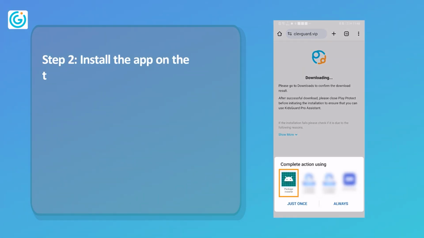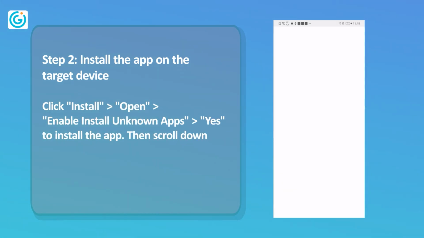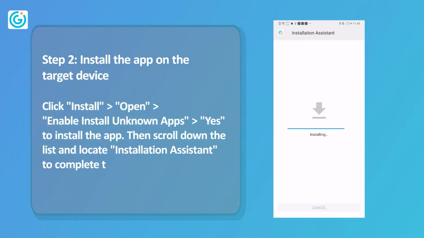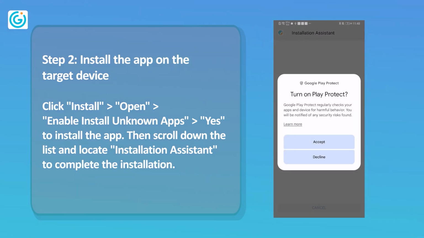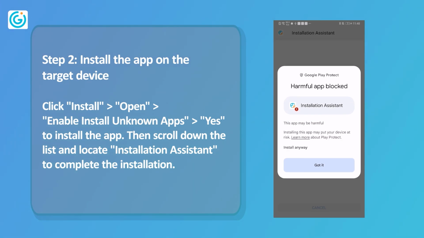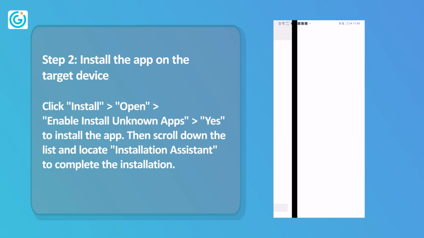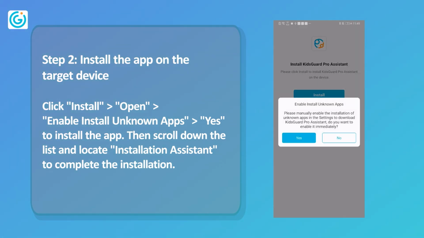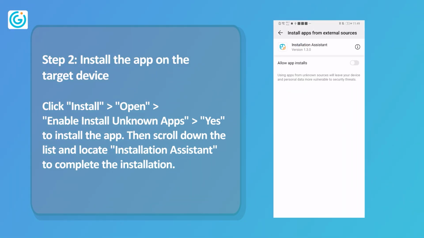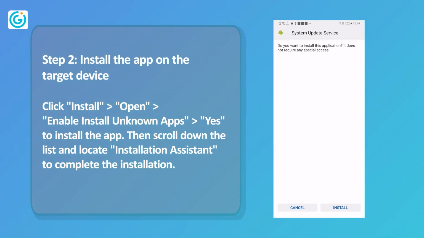Step 2. How to install the app on the target device. Once the download is complete, tap Install and then Open to launch the installer. At this stage, you'll be prompted to bypass the Google Play Protect by clicking Install Anyway. Tap Open > Install > Allow App Installs to initiate the installation process. Go ahead by choosing Got It to start the KidsGuard Pro Assistant. When prompted by the security threat window, tap Ignore to proceed with the installation.